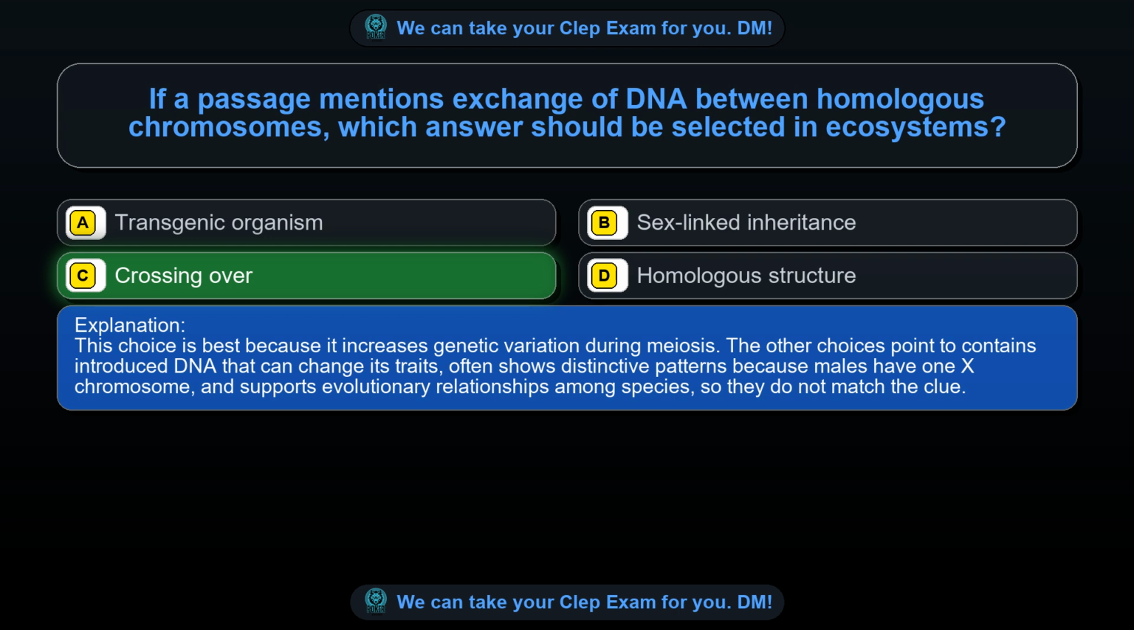The other choices point to contains introduced DNA that can change its traits, often shows distinctive patterns because males have one X chromosome, and supports evolutionary relationships among species, so they do not match the clue.